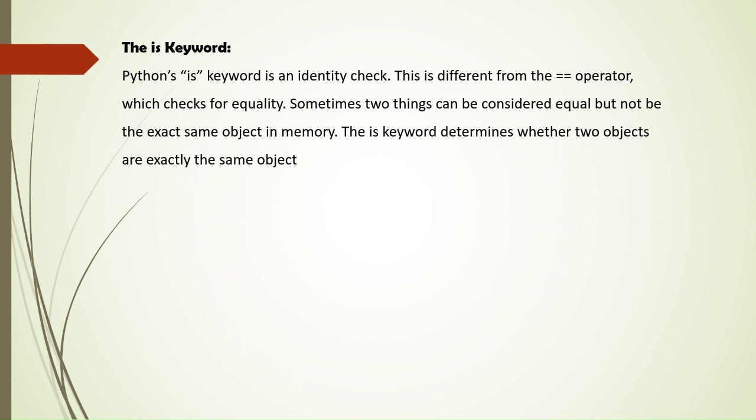The is keyword. Python's is keyword is an identity check. This is different from the equal operator, which is double equals in Python. It checks for equality. Sometimes two things can be considered equal but not be the exact same object in memory. The is keyword determines whether two objects are exactly the same object.